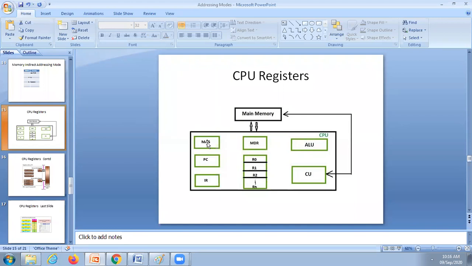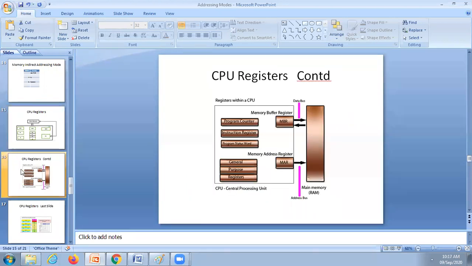I think you are familiar with ALU and CU. That we will deal with later in detail, in the next chapters. The same thing will be represented in a different way with another diagram. Here, instead of MDR, they are calling it MPR. This is also okay.